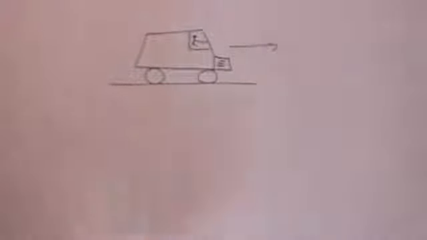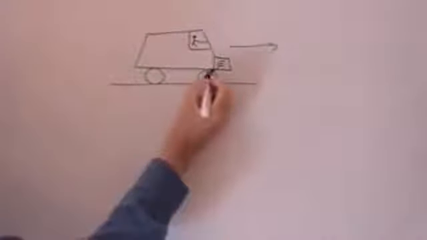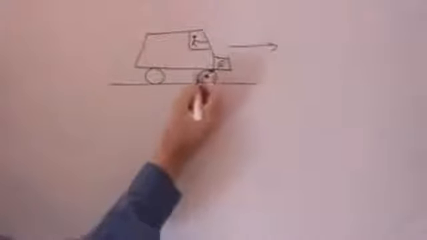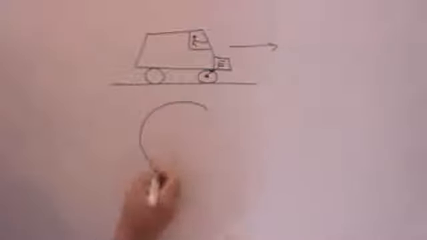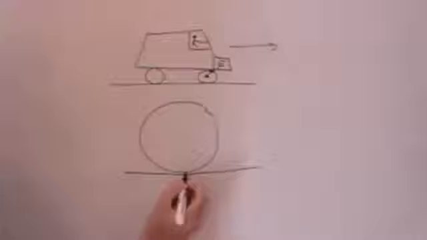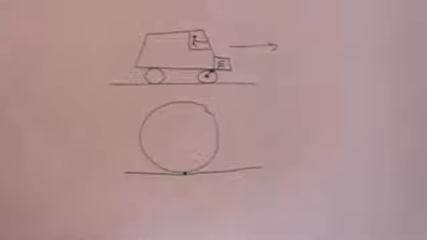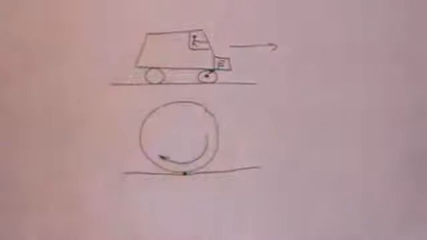But that's not strictly true, because all the engine can do is to cause the wheels to turn. If this were a frictionless surface, if this were sheet ice, all that would happen is that the wheel would go round and round, but the car would not go forward. The reason that the car goes forward is because of friction between the surface of the road and the surface of the tyre. What is happening is that the wheel is spinning in this direction.